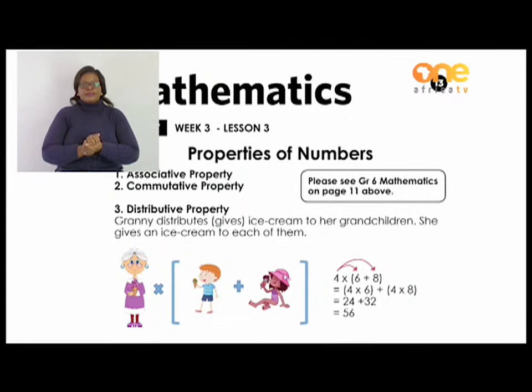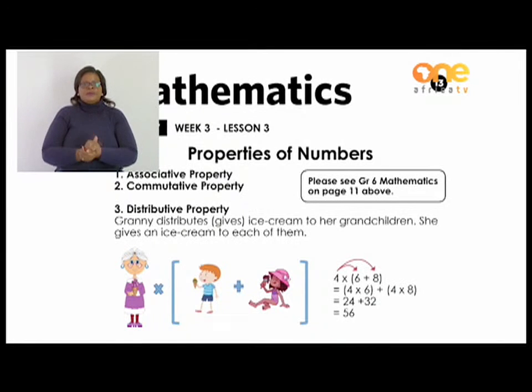And the properties of numbers, we have to read through. The first one is associative property, commutative property, and distributive property. The first two, check on your booklet for lessons for grade 6. They are explained there. So in our grade 7, we cannot repeat the same things. So let us start with distributive property.